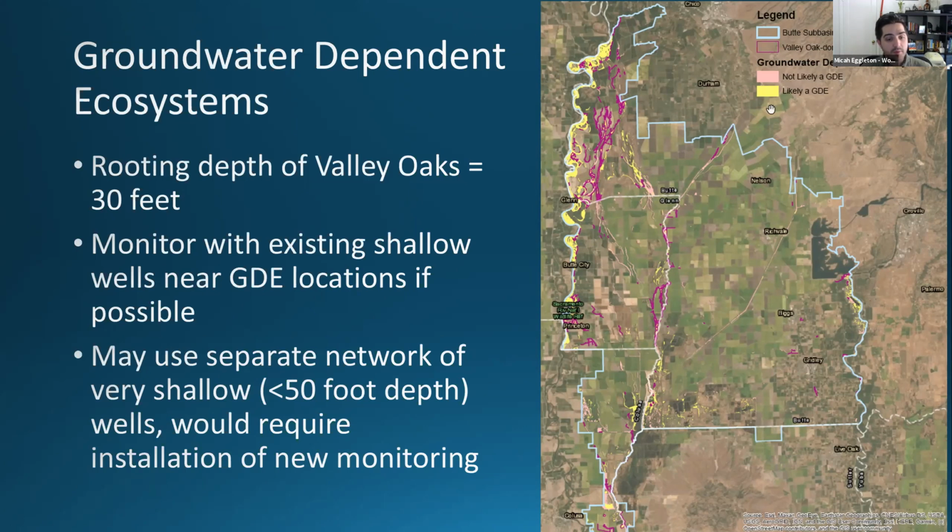We may use a separate monitoring network of very shallow wells, less than 50 feet. This would require installing some new wells, but if we install these wells, it's also very helpful in monitoring interconnected surface waters, which is why I'm talking about it right here.